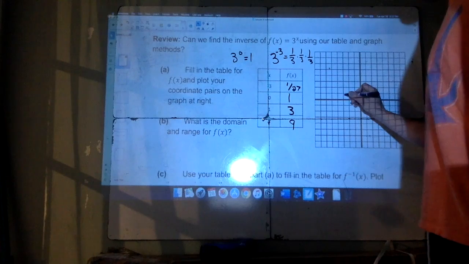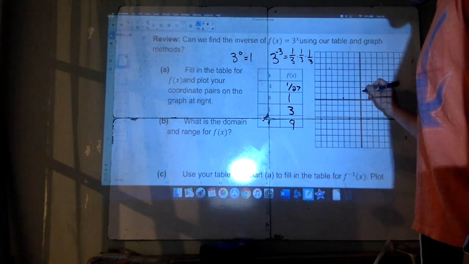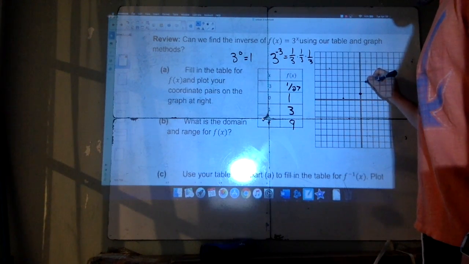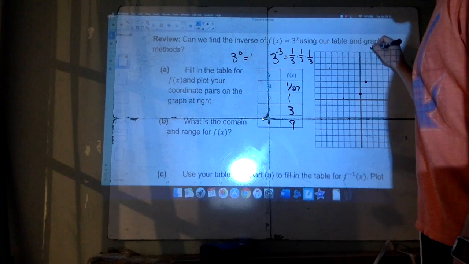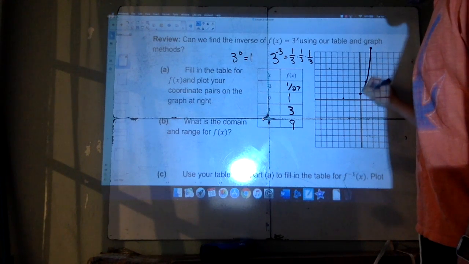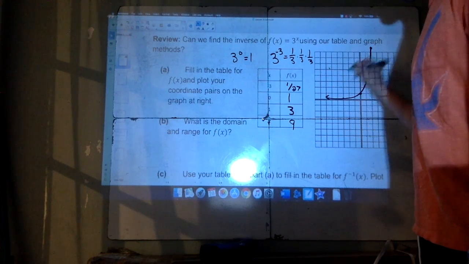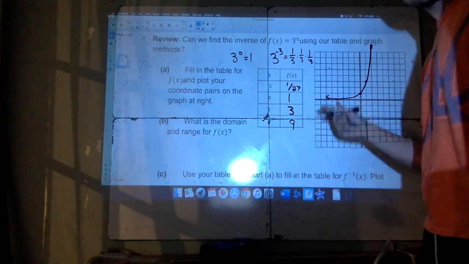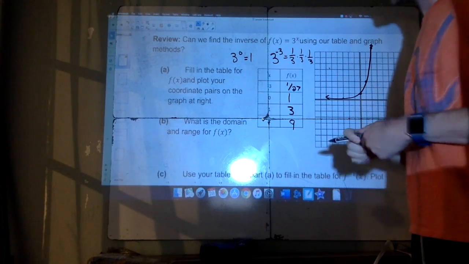So we're just going to graph those points. So negative 3, 1/27; 0, 1; 1, 3; and 2, 9. So you get this exponential graph, and that graph gets really close to 0 but never quite touches it.